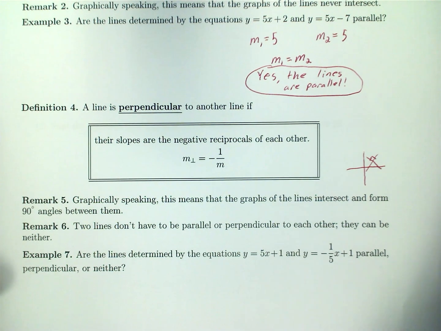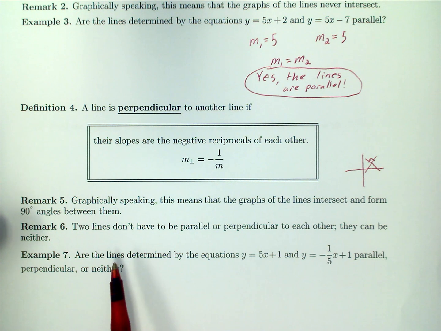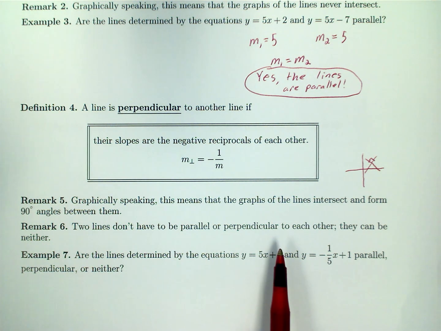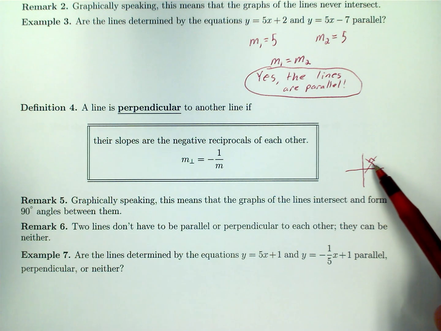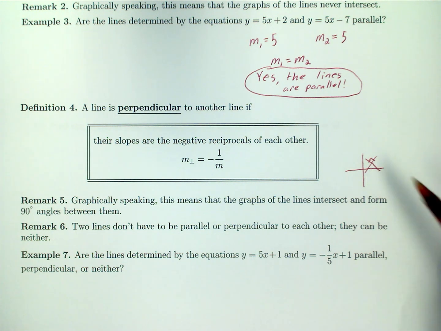All right. The last thing I want to mention about parallel and perpendicular is that if you have two lines, they don't have to be parallel or perpendicular. They can be neither. If they intersect, but not perfectly, in the sense of being 90 degrees from each other, then they're neither parallel nor perpendicular.